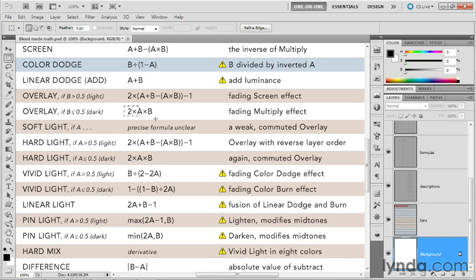So think of it this way. Imagine that both A and B are 0, so they're black. Well, even if you multiply them times 2, they're still black. So black is always nice and black. It's those colors as they slowly become brighter and brighter, that 2x multiplier ensures that they brighten up so that the midtones, as I was saying, drop away, so we get a fading multiply effect.